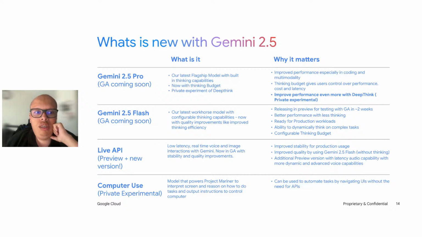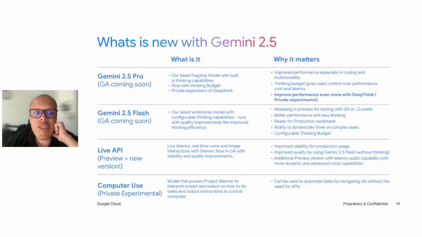It has lots of quality improvements on top of the previous Gemini model family and improved thinking latency. There is also, by the way, the Live API. I will be demoing that also, and this is a feature that allows low latency real time voice and image interaction with Gemini. It is now in GA with stability and quality improvements.